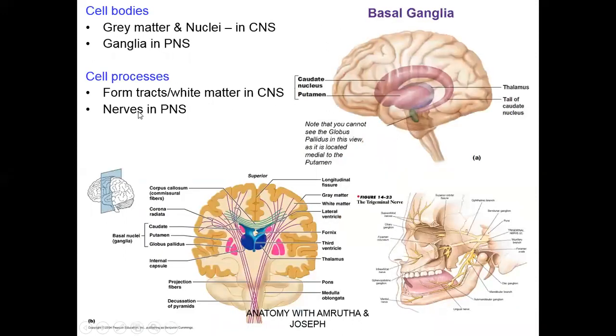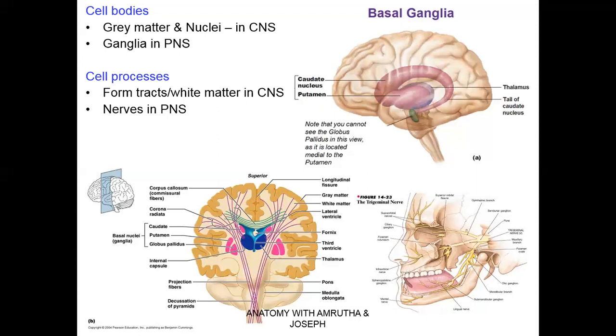There are two things that you should know while talking about the nervous system. The two commonly used words. Let's see that. So that's regarding the cell bodies and cell processes. We are talking about a neuron. The neuron has a cell body and cell processes. Now, in the nervous system, the cell bodies are located in one area and cell processes are located in other area. They're grouped. Cell processes are grouped. Cell bodies are grouped.